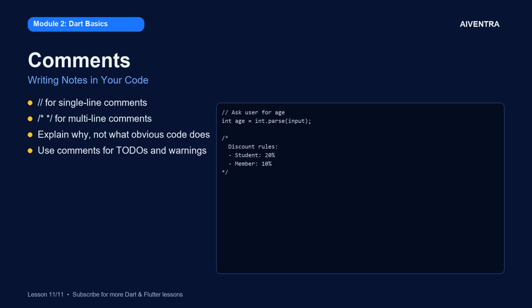Comments are also helpful for to-do notes, reminding you to improve something later, or for warnings about tricky behavior that should not be changed casually. But avoid over-commenting obvious code. Too many unnecessary comments create noise and become outdated quickly.